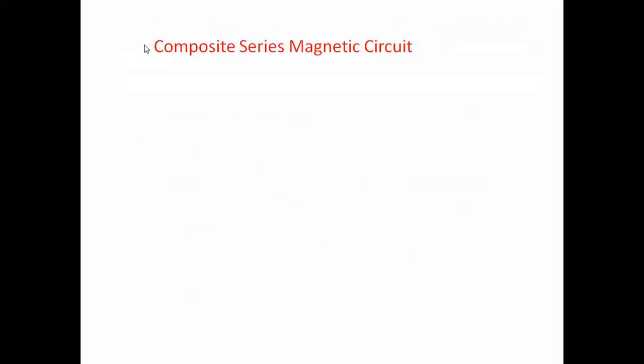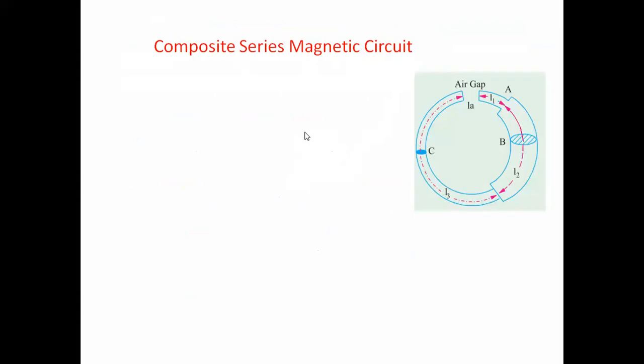Okay, so the next one is series magnetic circuits. In electrical circuits, we connect different resistors in series. So similarly, in magnetic circuits also we have series circuits. If we consider this figure, due to the variation of the area, it will provide different flux variation.